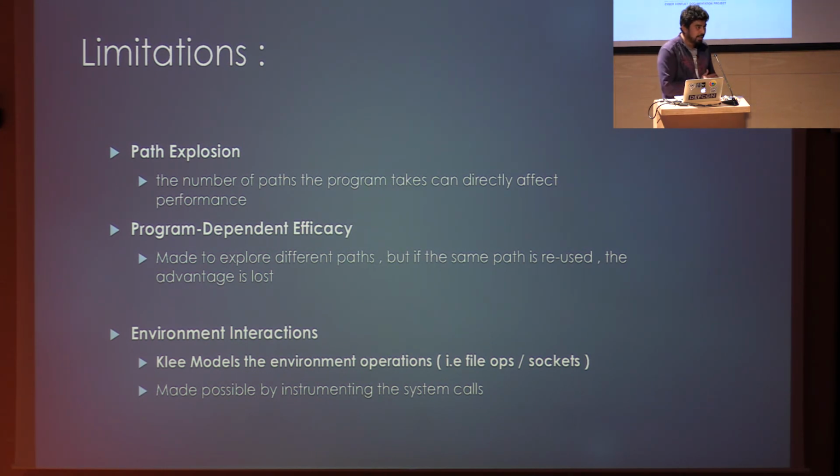Try to minimize the function as much as possible, and don't try to figure out the SHA-1 hash of whatever using symbolic execution, because that will take forever. And there is program dependent efficiency, because if the program happens to take just a single path, the whole point of symbolic execution is lost, because it's about taking multiple paths and figuring out the different solutions. The environmental interactions are right now limited to file operations, sockets, IPC, etc. So if you have a program that does something else, that part might not be symbolically executed. That's something we have to take care of.